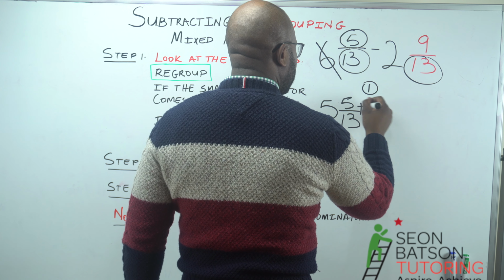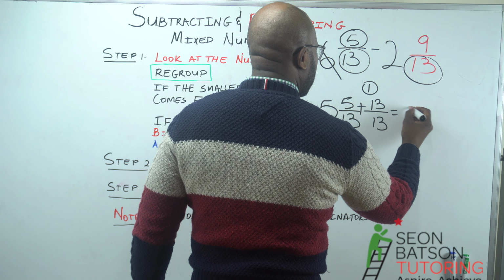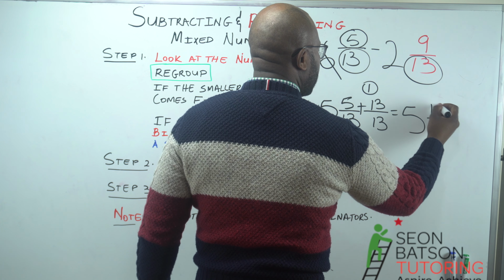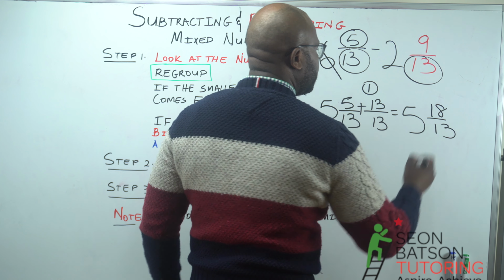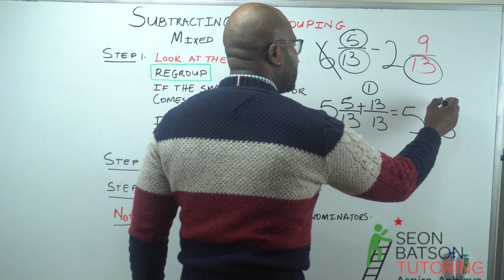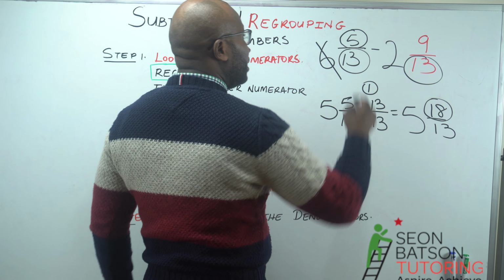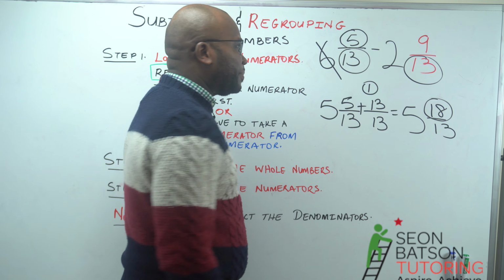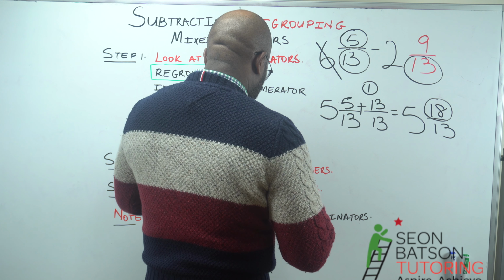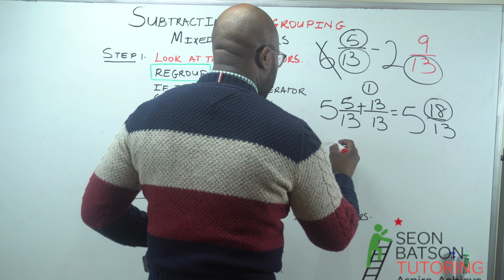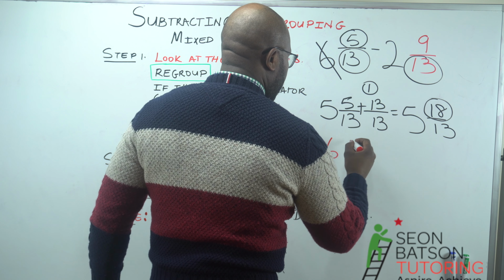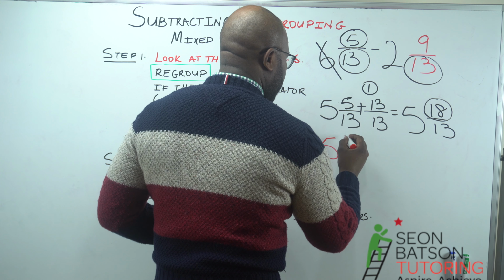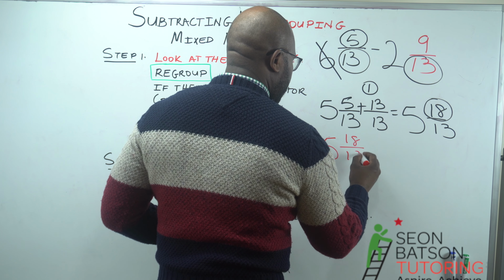So we will add it on, and we'll get what? Put by the whole 5. 5 plus 13 is 18 over 13. So see what happens there? The 5 got bigger because it became an 18, yeah? So let's put back what we have after regrouping. We have 5 and 18 over 13.